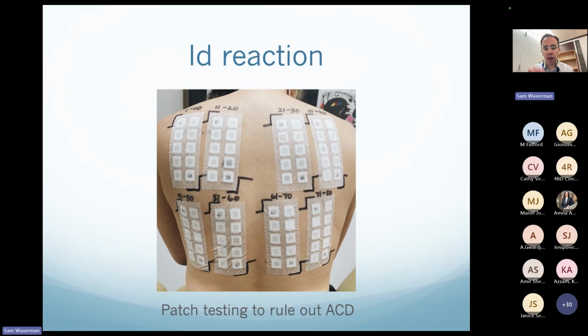So here's my shameless plug for how we perform patch testing at the Boris Clinic. Essentially, it's 80 haptens put on one's back. It's the Chemotechnic 80 series, and we have preservatives, fragrances, textile dyes, rubber accelerators, all sorts of things. So if you suspect an allergic contact dermatitis and the patient would like to get tested, certainly refer them. We're more than happy to see them.